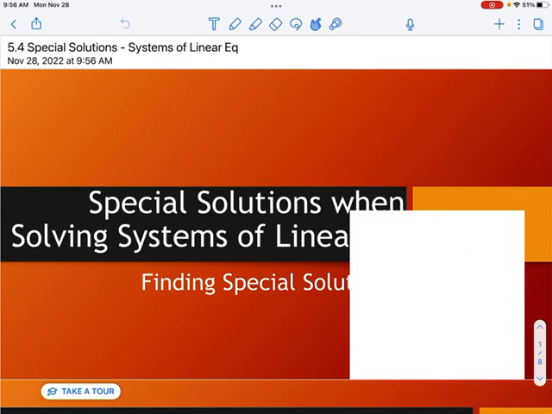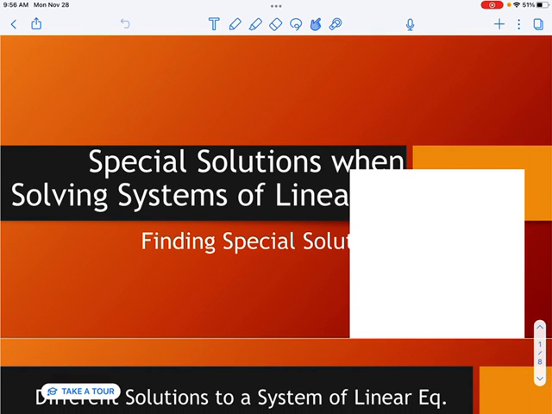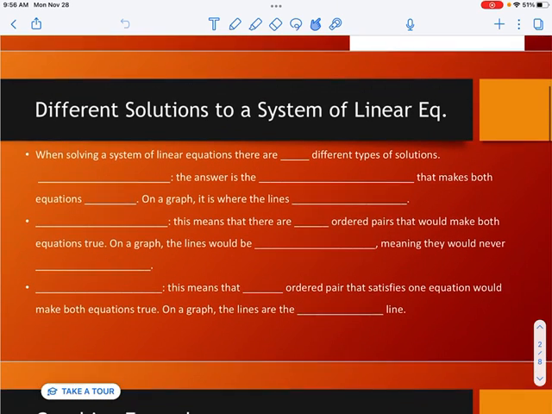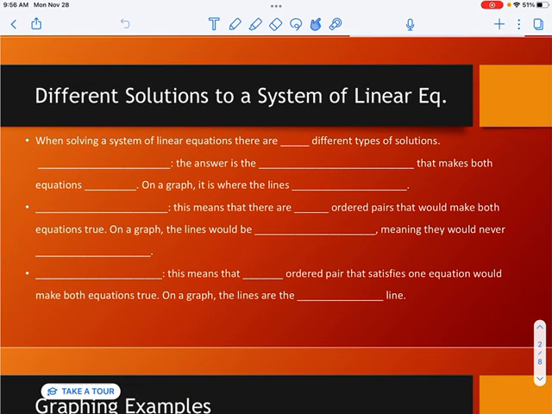All right, today we are going to be talking about how we get special solutions when solving systems of linear equations. Up to this point, we have been solving them using either the graphing method, the substitution method, or the elimination method. Today we're going to talk about the other two possible solutions.